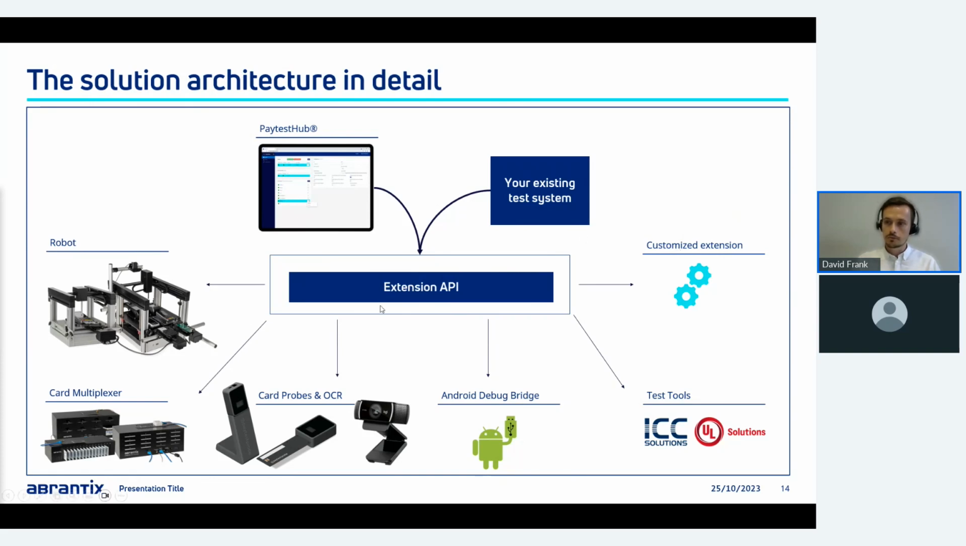Through the REST API, which is installed locally, you communicate with individual parts of our hardware. So you communicate with the robot, you communicate with the multiplexer and the probes, and all the results are shared back into your test framework. So you also have the possibility to test directly from your test tools. If you use the UL test tool or the ICC test tool, you can execute tests directly from the tools with the robot to automate your EMV Level 3 certification.